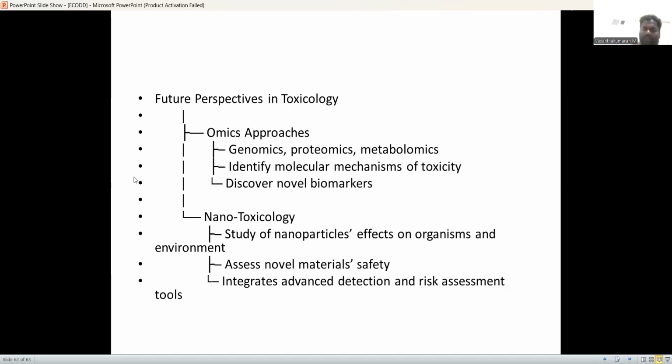So you can work on zebrafish, you can work on nanotoxicology in nematodes, nanotoxicology in rat, mice, even brine shrimp is a very good model organism, all those stuffs.